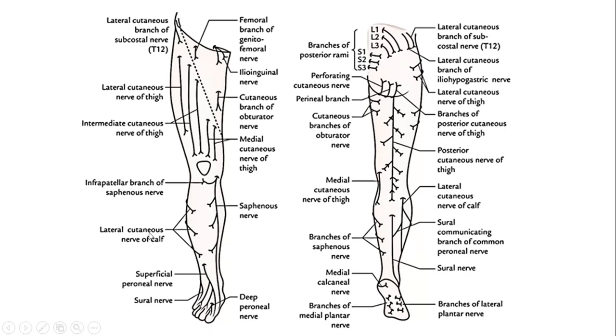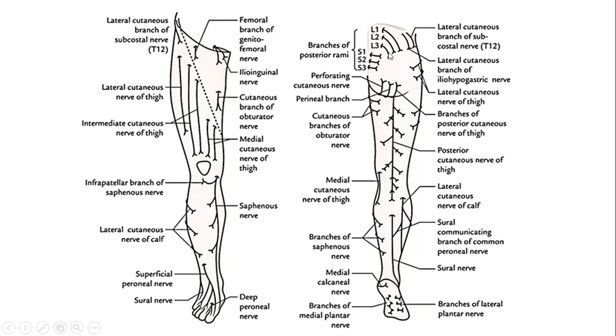On the lateral side we are seeing the lateral cutaneous nerve of the calf, and here is the superficial peroneal nerve. On the lateral side of the foot, sural nerve. These are supplying the front of the leg. And on the posterior side we see the cutaneous branches of the subcostal nerve most laterally.